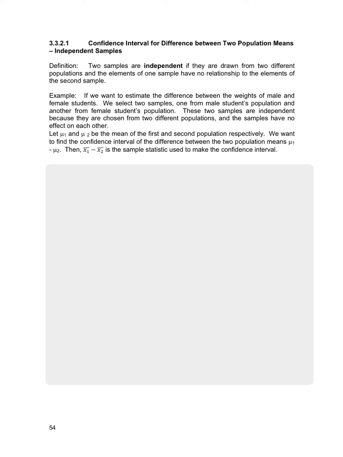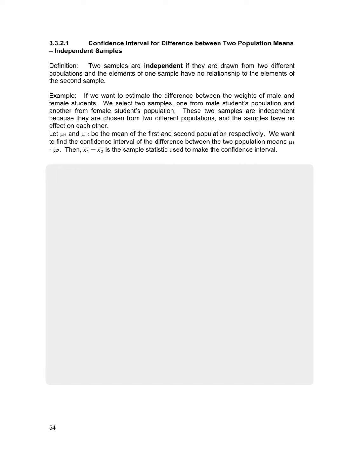Meaning that clearly we have 2 distinguished groups that we measure, and these 2 have no relation at all. That's why dipanggil independent, tidak berkait. For example, if we want to estimate the difference between the weight of male and female students, we select 2 samples, one from the male student population and another from the female student population. Why do we call these 2 samples independent? Because they are chosen from 2 different populations and the samples have no effect on each other.